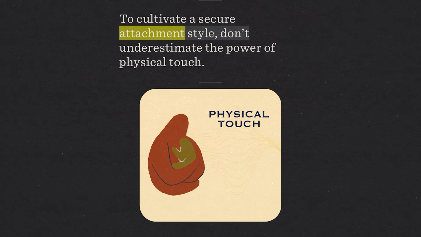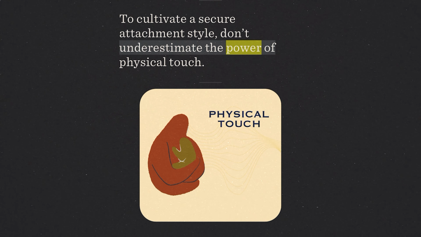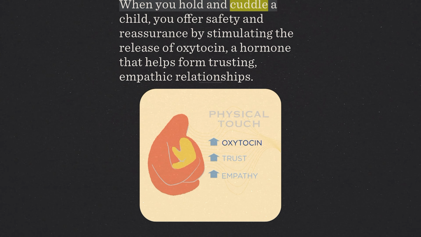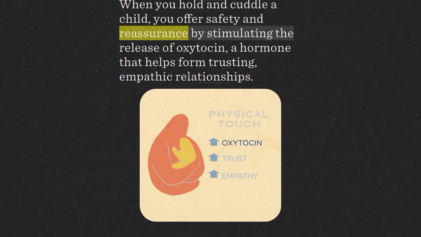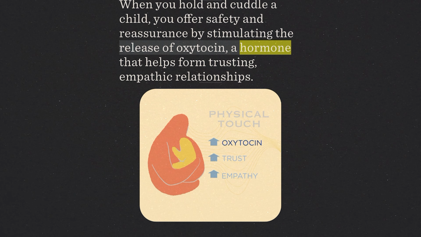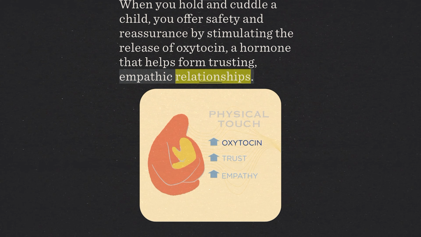To cultivate a secure attachment style, don't underestimate the power of physical touch. When you hold and cuddle a child, you offer safety and reassurance by stimulating the release of oxytocin, a hormone that helps form trusting, empathic relationships.